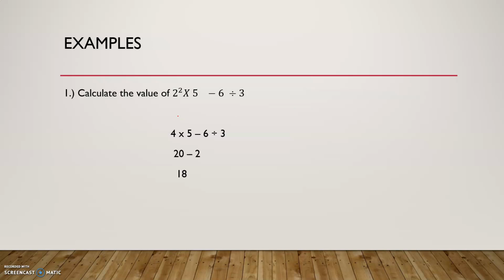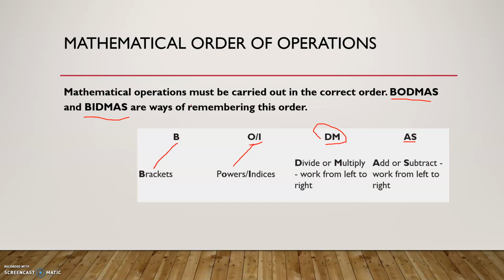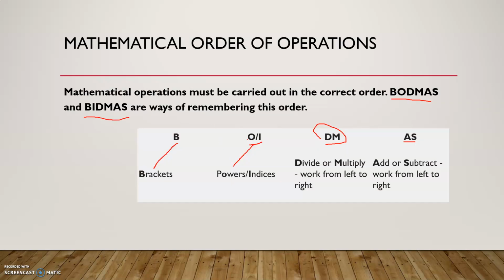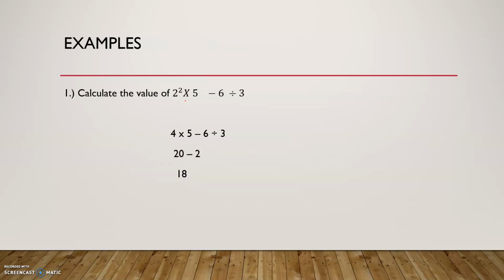If we look at an example using the BODMAS or BIDMAS rule, it says calculate the value of 2 to the power 2 times 5 minus 6 divided by 3. What we have to do is work out the indices first, because if you look at the rule, we go first to brackets, so there are no brackets in this example. However, we go to power or indices, so we're going to work out this term first.